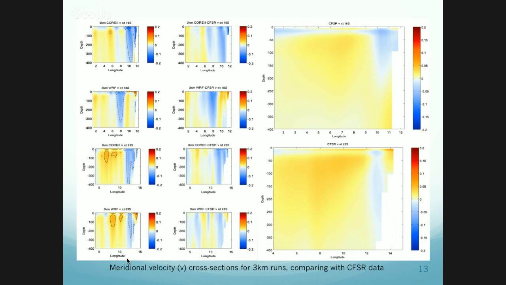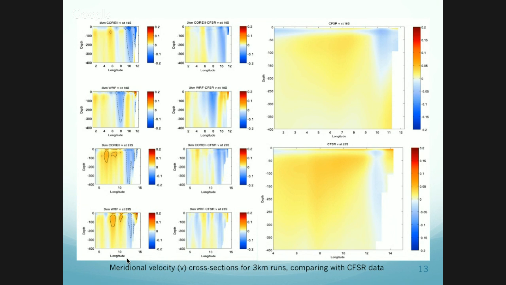I had a quick question. Why do we see, in the depth, features in the longitude direction? Which figure are you talking about? On the left, take any figure, all four of them. We see a zonal structure, sorry, not meridional.